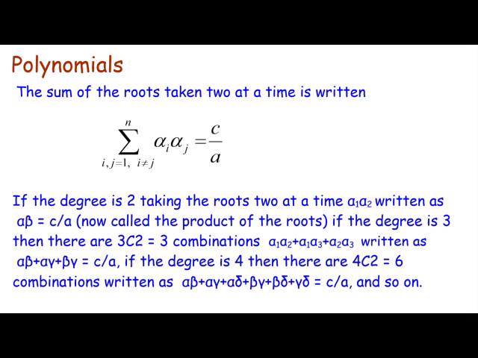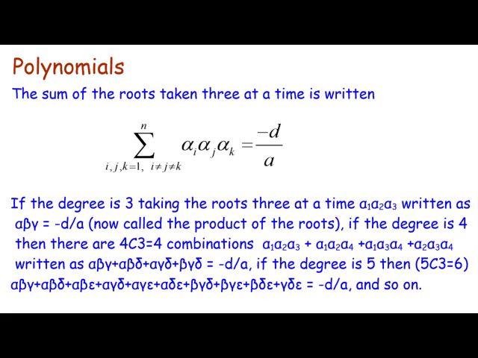If the degree is 4, you can see there are 6 combinations, 4C2, and we have alpha, beta, gamma, and delta, so it gets a bit more complicated. Okay, let's have a look at the roots taken 3 at a time. Obviously, we need to start at degree 3, because we can't take 3 roots from a degree 2 equation.